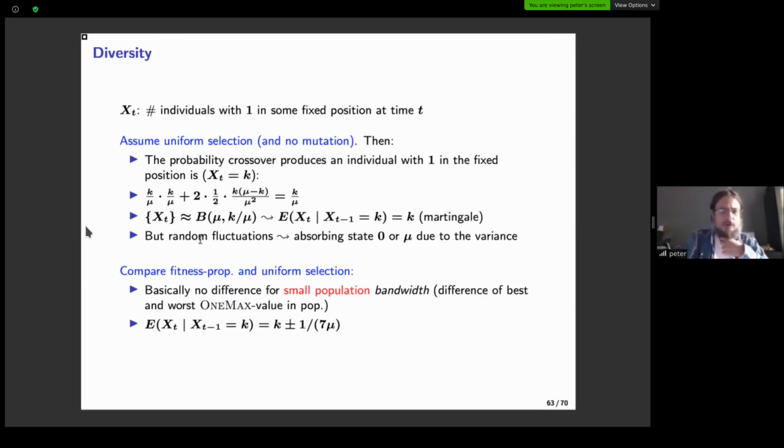So the first argument is to generalize this idea to fitness proportional selection. The idea is that if the population has small bandwidth, and by bandwidth I mean the difference between the best individual and the worst individual, the difference in fitness is small, then practically we can show that fitness proportional selection has approximately the same behavior as uniform selection. So practically we still have a martingale except for this small lower order factor if mu is not too large.